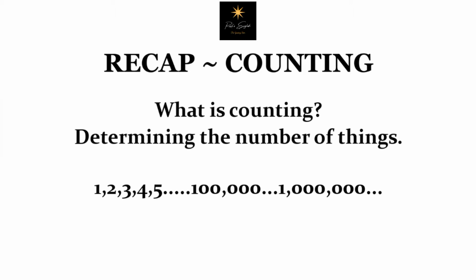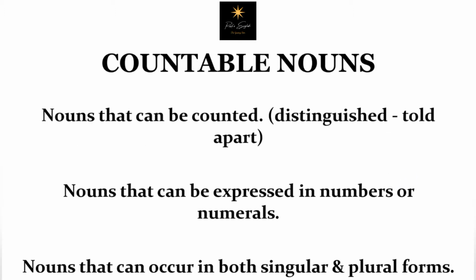Counting. What is counting? Everybody knows what counting is. 1, 2, 3, 4, 5. You go on to 100,000, a million, a billion, a trillion. That is counting, determining the number of things. How many things are there? That is counting. Hence, countable nouns are nouns that can be counted. They can be distinguished. They can be told apart one from the other.